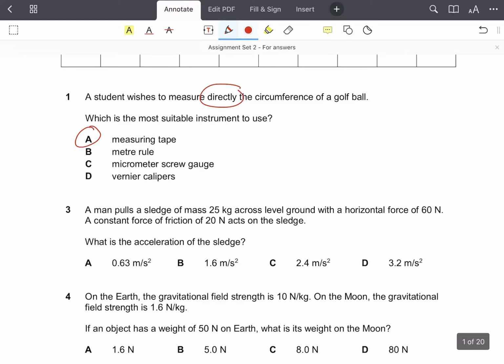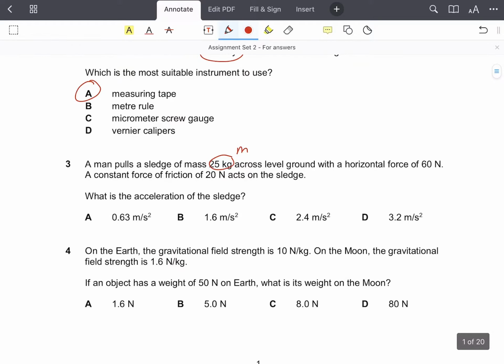Okay, next one, a man pulls a sledge of mass 25 kg, so this is the mass, across level ground with horizontal force 60 Newton, constant friction of 20 Newton on the sledge. What is the acceleration? So you know that there's only one formula, net force equals ma. So F equals ma, need to remember that the F is net force. So the net force in this case is 60 minus 20. Then after that you have the mass, which is 25, then a is what you want. So here you can quickly get the answer to be 1.6 meter per second square.